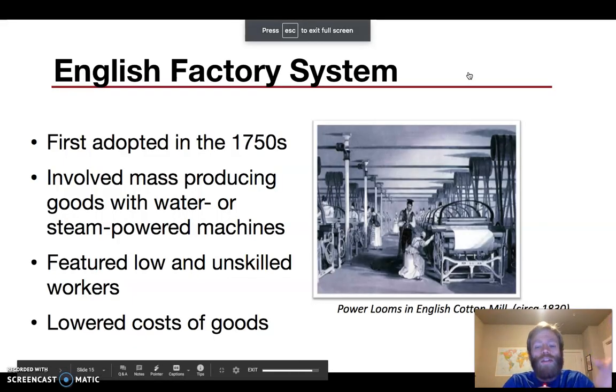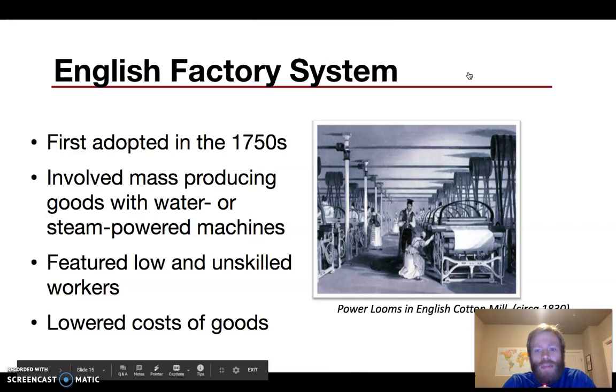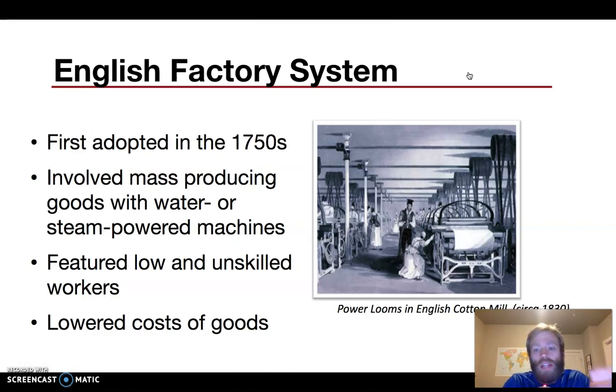First time didn't work. So the factory system first started in the 1750s. It was these large buildings, even sometimes complexes of buildings, like a bunch of buildings all together, that were involved in mass-producing goods using water or steam power, eventually using lots of the steam engines. And you can see these things up here at the top. Those are basically the crankshafts that are going to the steam engines. And then these are big giant bands that would turn on the cranks and then turn the different machines. It often featured low and unskilled labor that was meant to jump into these machines, fix things, make sure things kept moving. And it lowered the cost of goods for everyone because of the mass production element. It shortened the time.